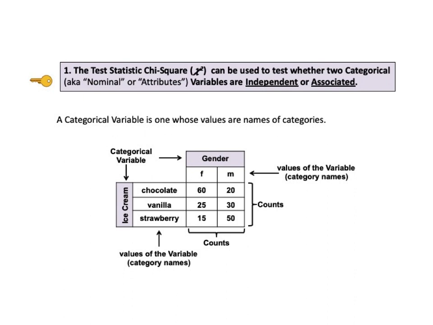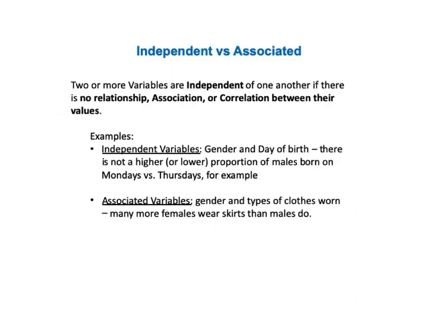However, we get numbers by counting items within the categories. In this table, count data are recorded for each intersection of categories from the 2 variables. For example, at the intersection of the female column and the chocolate row at the upper left, there were 60 people who were both female and who preferred chocolate. And at the intersection of the male column and the strawberry row at the lower right, it shows that there were 50 people who were males and who preferred strawberry.